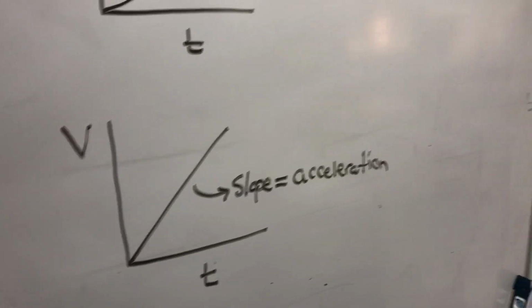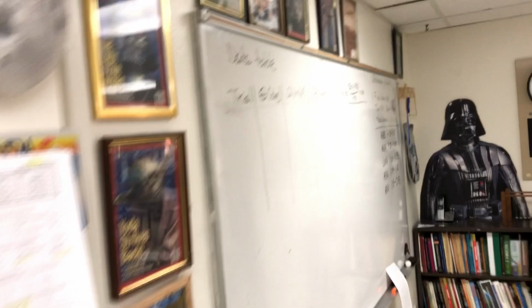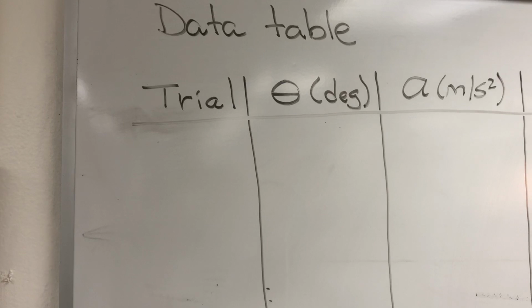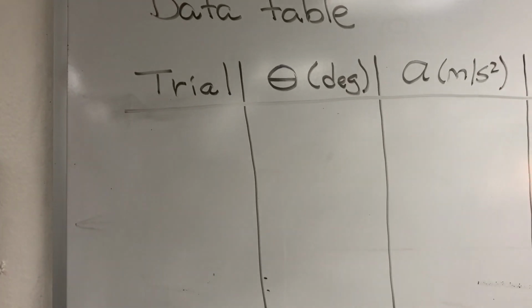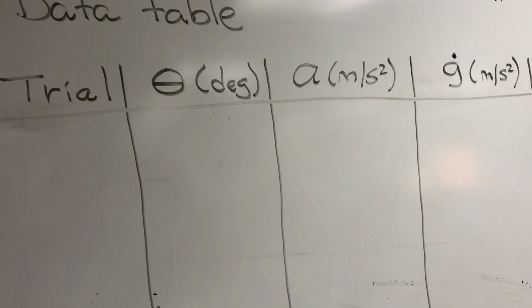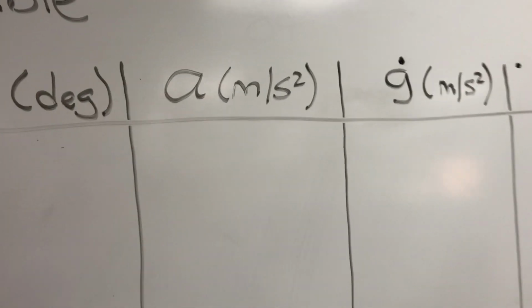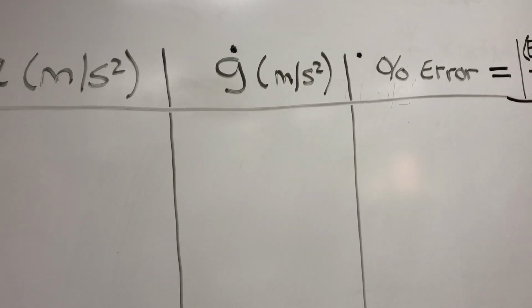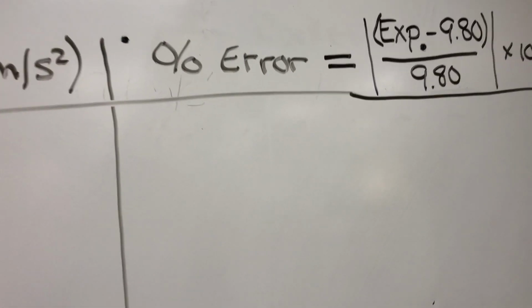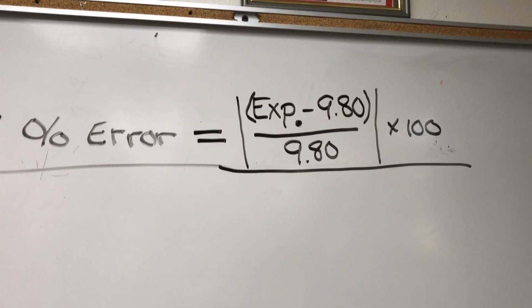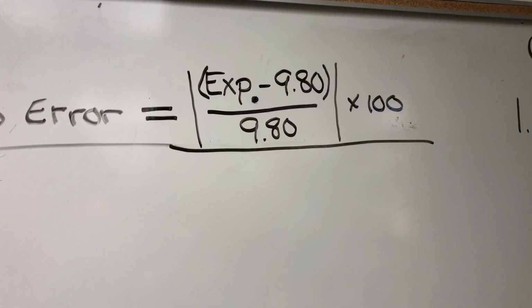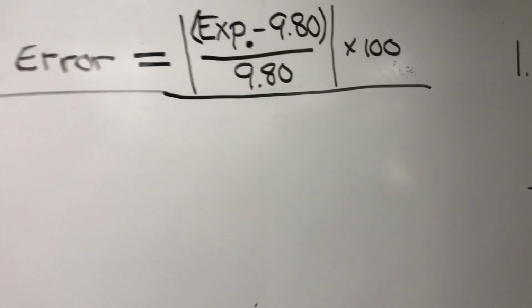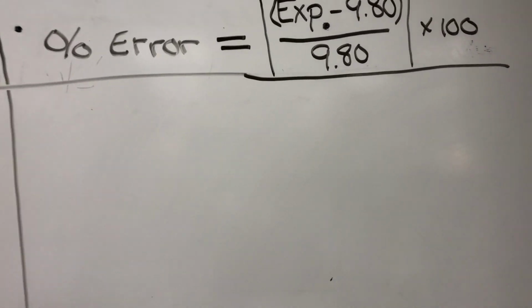Okay. Now, over here, we have a suggested table of how we might want to do this. So the table, we might have a column for trials. We'll probably have 5 trials. The angle theta in degrees, the acceleration in meters per second squared, whatever g is, what we calculate it to be, also in meters per second squared, and percent error. Percent error would equal the absolute value of the experimental value minus 9.8, divided by 9.8, times 100. Generally speaking, we want this to be under 10%.